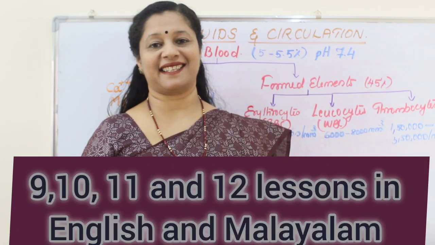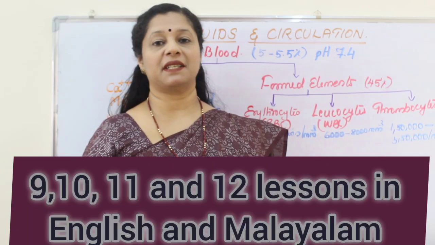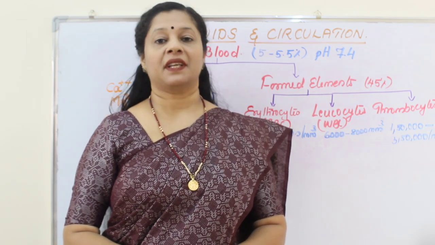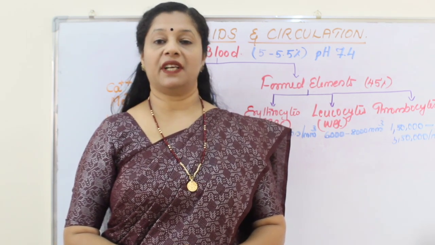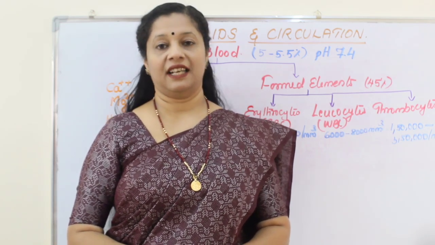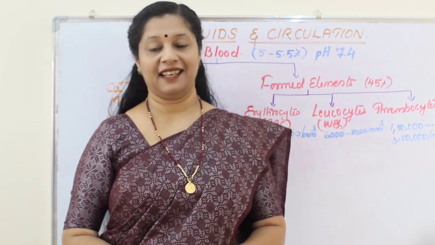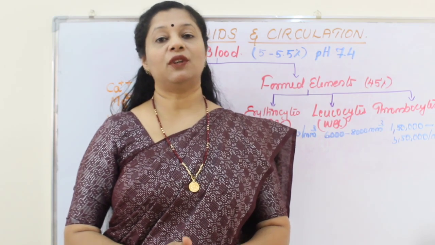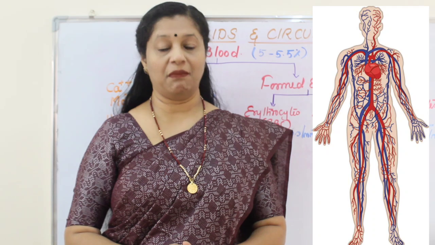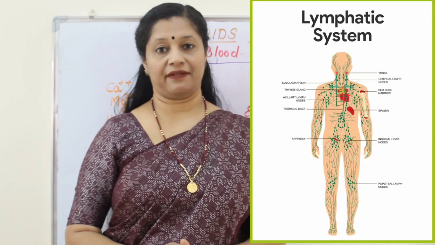I am Soumya Harikrishna. We are going to start a new chapter, Body Fluids and Circulation, Human Physiology, Class 11. In Body Fluids and Circulation, we are talking about the transportation system which you learn in Class 10. Here we are going little more in detail about the system. We have two circulatory systems in our body. That is, one is the fluid called blood and the other fluid is lymph.